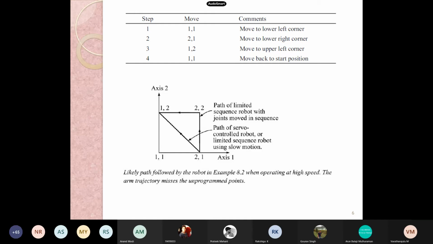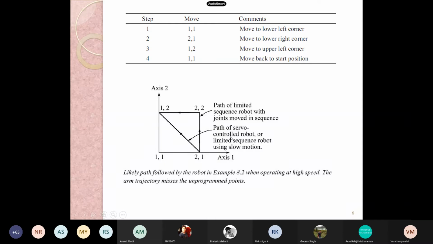In this particular example, there won't be any general rule that all robots can follow a uniform path. Limited sequence non-servo robots, which are programmed using a manual setup procedure rather than the lead-through method, can usually move both joints at the same time. Therefore, the path followed involves a slow motion along the diagonal in this example.